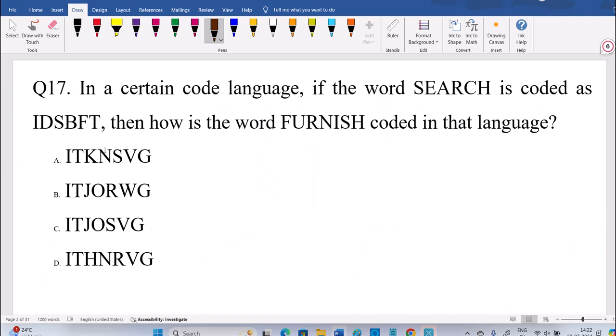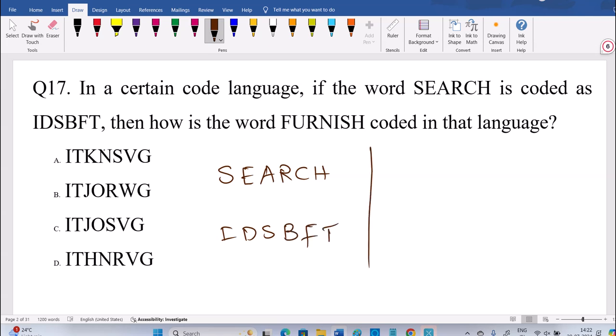Coding and decoding. Such is given as IDS, BFT. Now the question is regarding furnish.